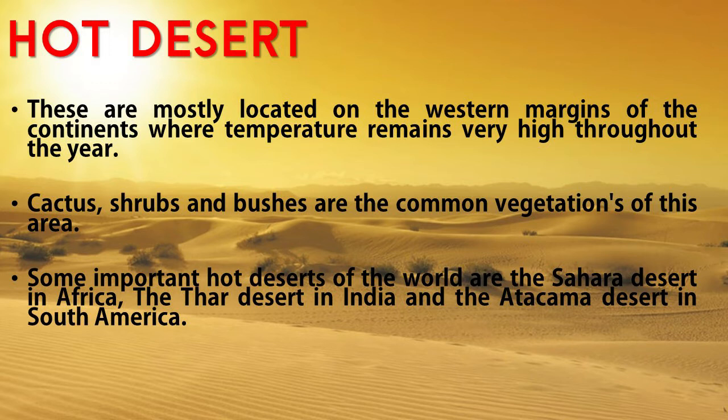So most of the hot deserts are found on the western margins of the continents. Some common vegetation found over here are cactus, shrubs and bushes. And the third one is, some important deserts of the world are Sahara Desert. But Sahara Desert is the largest desert of the world, which is located in the Africa continent. And afterwards we have Thar Desert in India. And next is Atacama in South America continent.